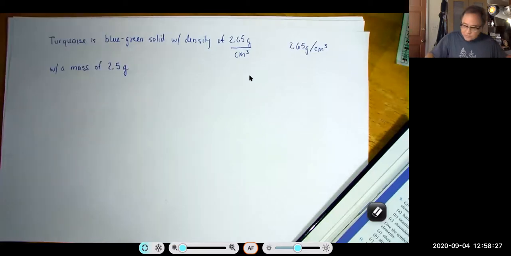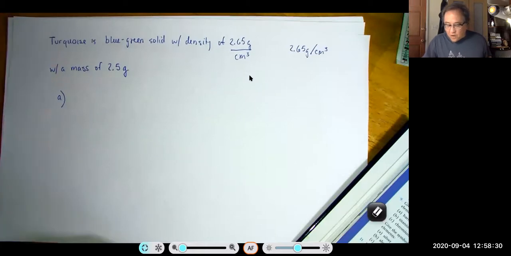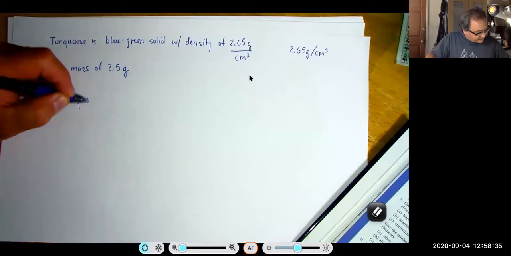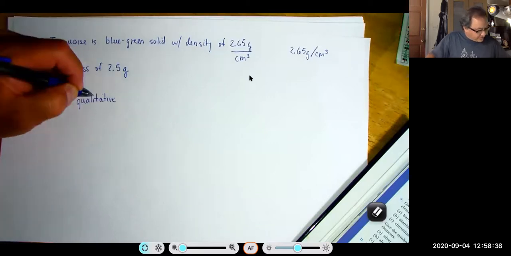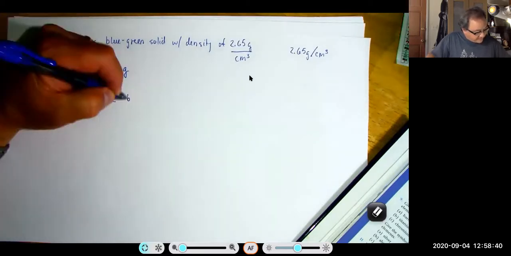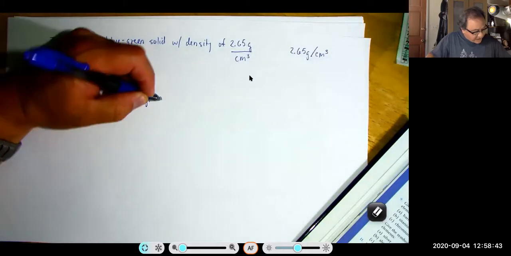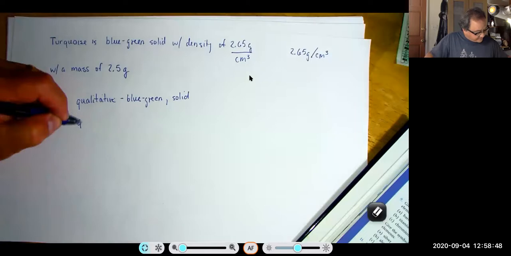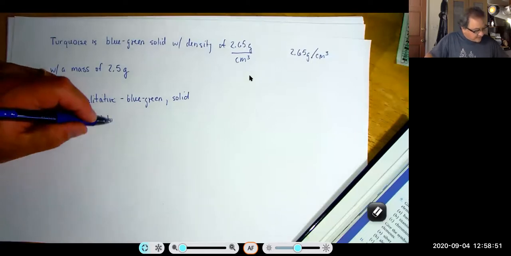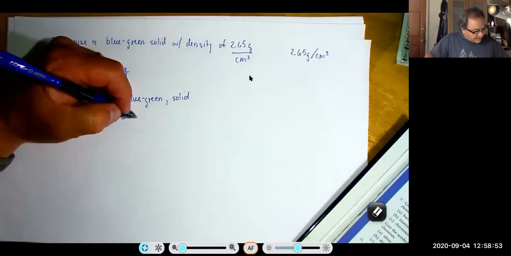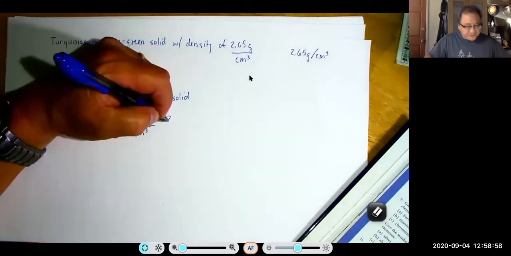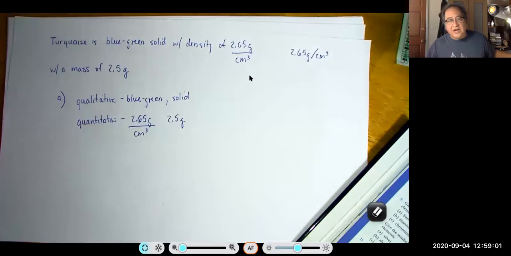So, which of these are qualitative and which are quantitative? Qualitative. And the answer is blue-green, solid. And which ones are quantitative? 2.65 grams per centimeter cubed and 2.5 grams. So quantitative simply means it's got a quantity in it, a number. Qualitative is more descriptive.